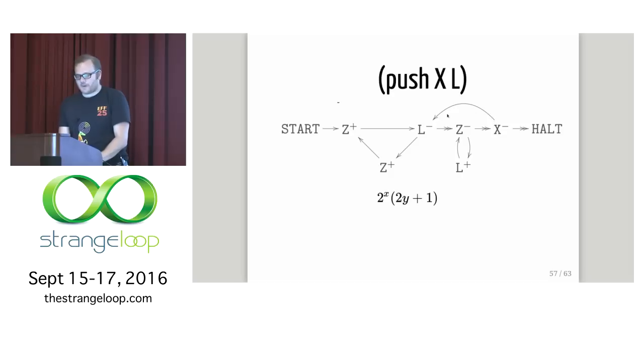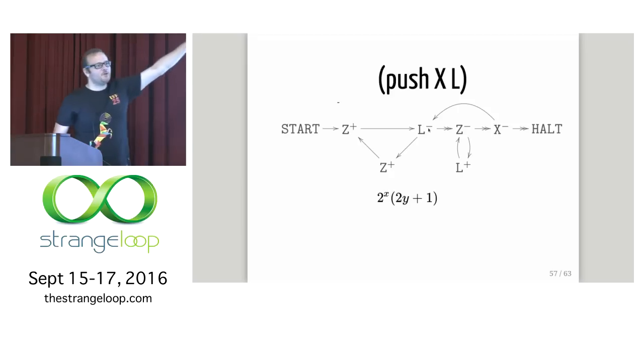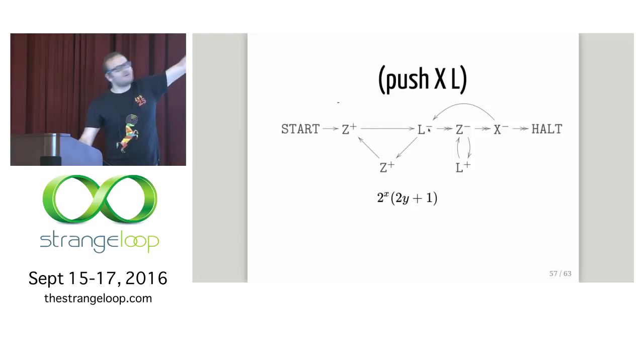Decrement X and then go back to L. So then we're going to do the same thing again, which this time doesn't double it and add 1. It just doubles it because we're now starting at L, not at Z. So the first time we went around this loop, we added 1. And then we kept going round, adding 2 every time. Now we come back to this loop, we start at L, so this is our actual doubling.